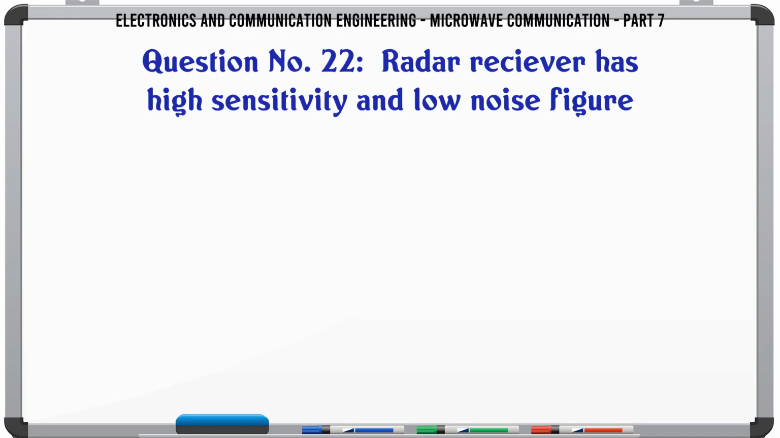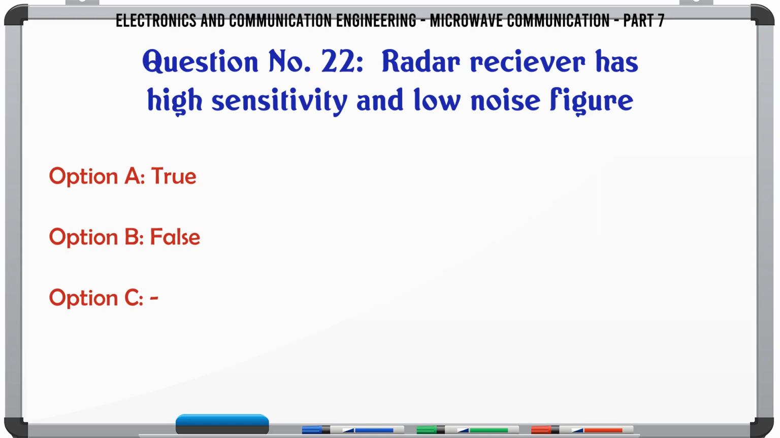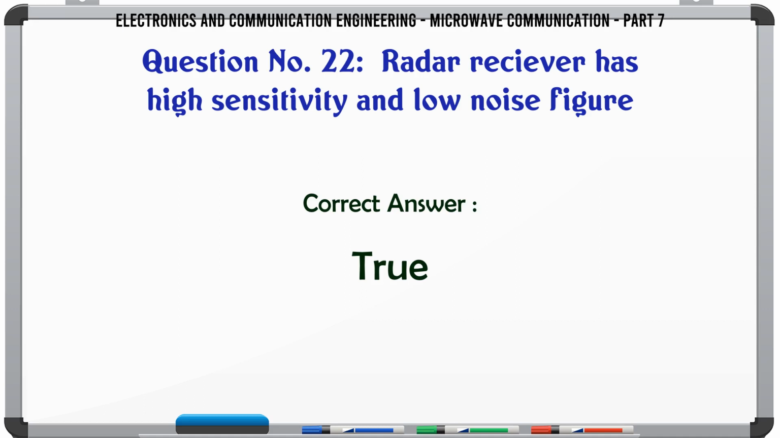Radar receiver has high sensitivity and low noise figure. A. True, B. False, C. D. The correct answer is true.